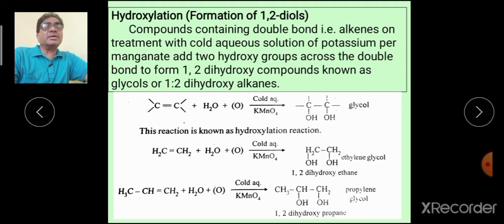For example, reaction on ethene gives 1,2-dihydroxyethane. Reaction on propene gives 1,2-dihydroxypropane. That is, another name is propylene glycol.